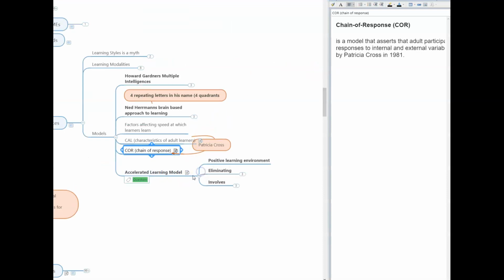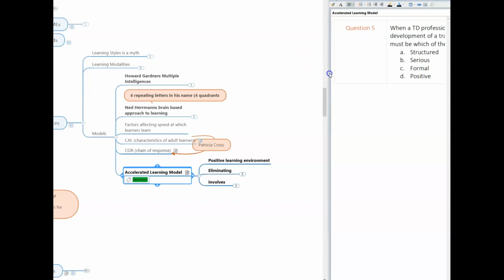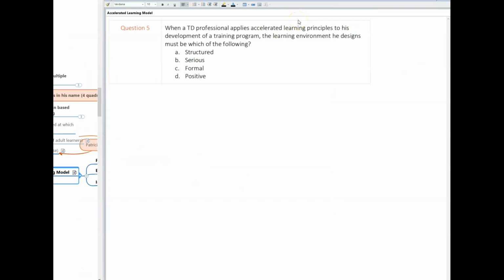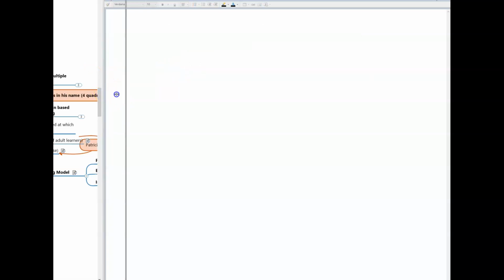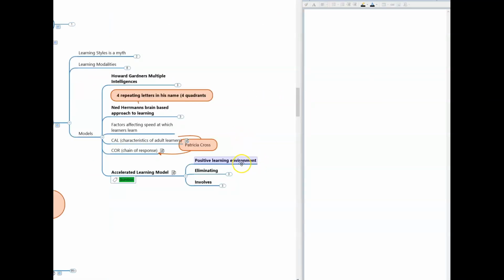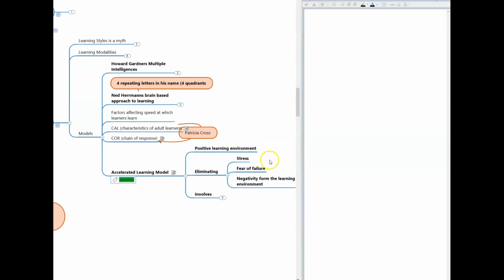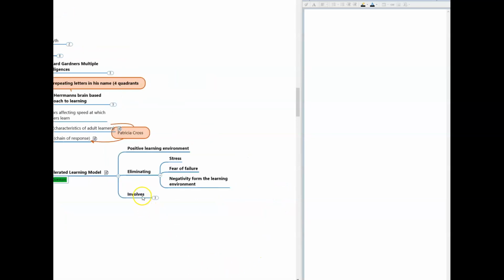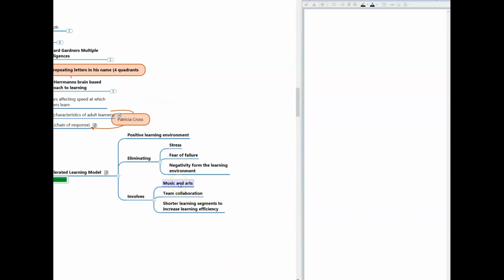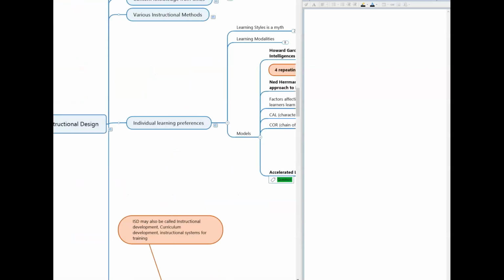And then there's the accelerated learning model. Question: when a TD professional applies accelerated learning principles to his development of a training program, the learning environment he designs must be which of the following? And the answer is positive. Accelerated learning is a positive learning environment where you eliminate stress, fear of failure, and negativity from the learning environment. It involves music and arts, team collaboration, and shorter learning segments to increase learning efficiency.